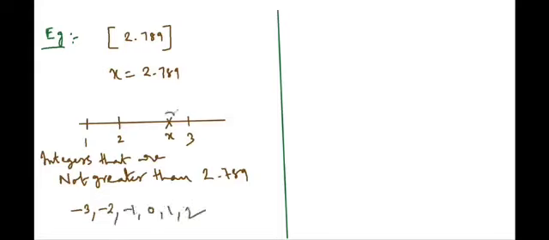Not greater, because x is here. Look at this, this is the x. So not greater than x, we have so many integers. Among all the integers, the greatest one is 2. Therefore, step of 2.789 is nothing but 2. This is the way. Look at another example.